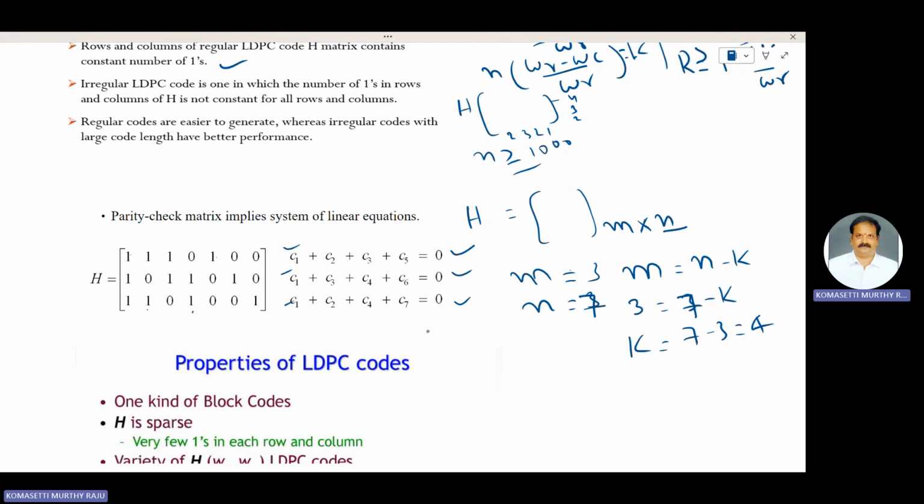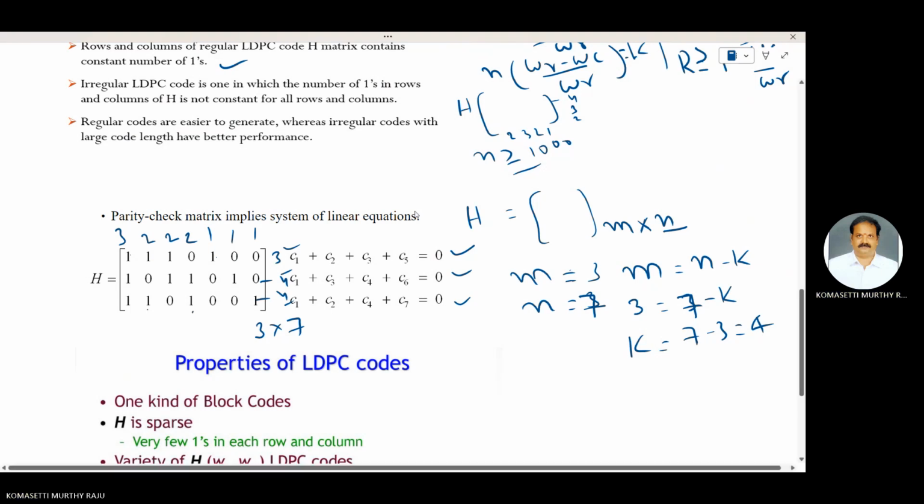These are the parity check equations. This is a 3 cross 7 matrix. The column weights are 3, 2, 2, 2, 1, 1, 1. The row weights are 4, 4, 4. This one is an irregular LDPC parity check matrix.